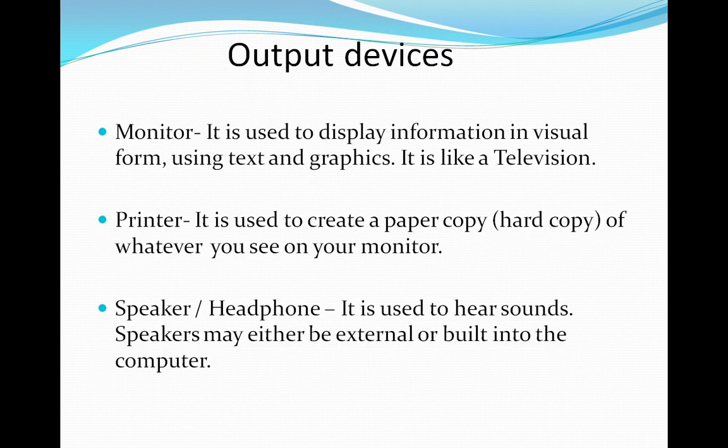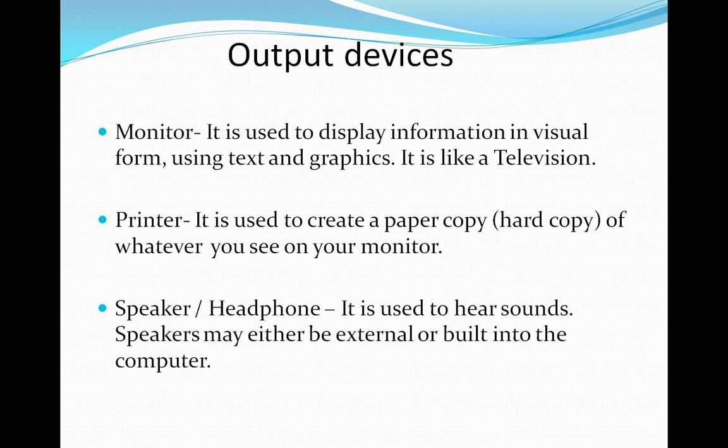Output devices, as we discussed previously, are those devices which are used to get results from the computer system. Here we will discuss three types of output devices. First is monitor. It is used to display visual information such as graphics, text, etc. It is like a television. The next one is printer. If we want to take a hard copy of any information present in a computer system, then we will use a printer. Speaker or headphone is used to hear sound from the computer system. If we want sound as an output from the computer system, then we will use speaker and headphone.